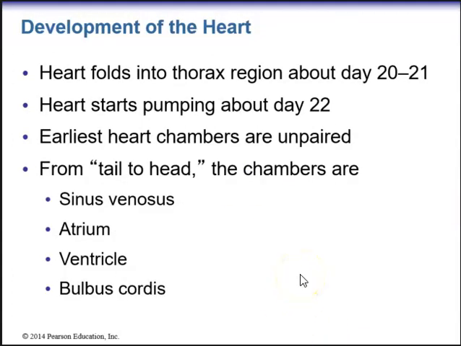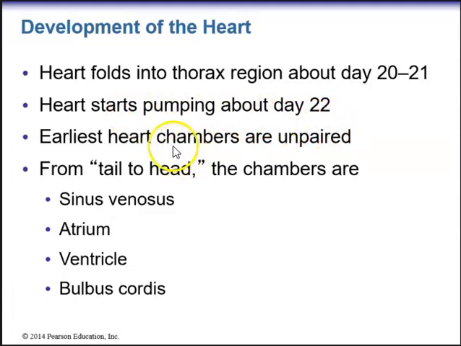With regards to the development of the heart, in fetal life, the heart will fold into the thoracic region about day 20 to 21, and will start pumping about day 22, so about 3 weeks.